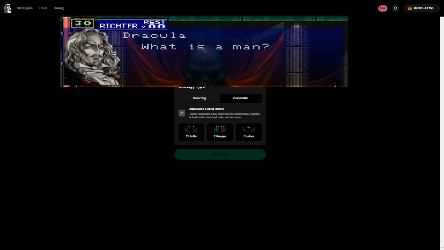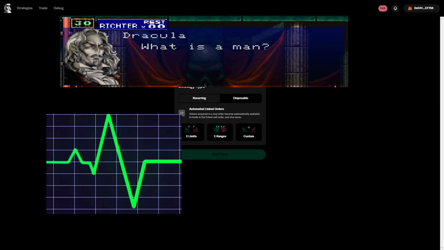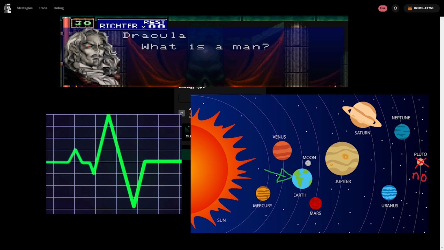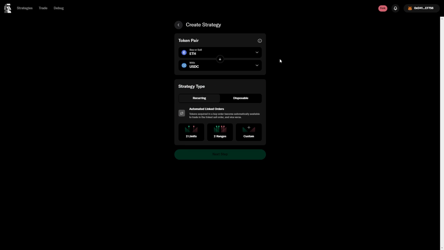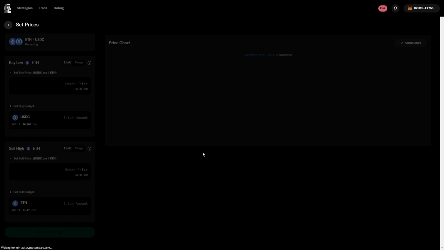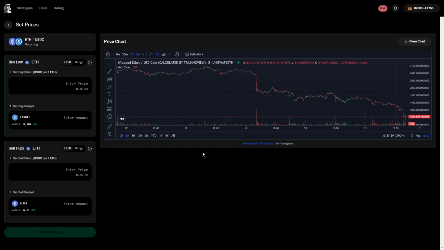But if you're a human who is alive and lives on planet Earth, you almost certainly want to have the token as the first choice and the stablecoin as the second choice. The reason you want the token first and the stable second is so that you get to see the price of ETH in terms of USDC. And this is what that looks like. We can see how many USDC we have to pay in order to get one ETH.